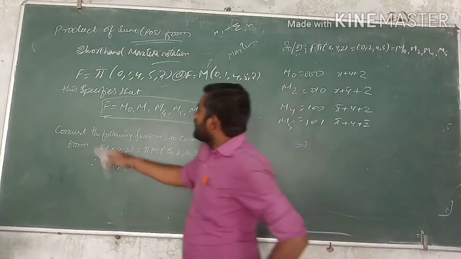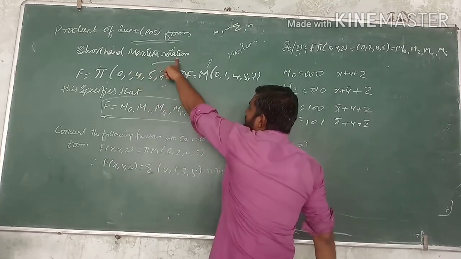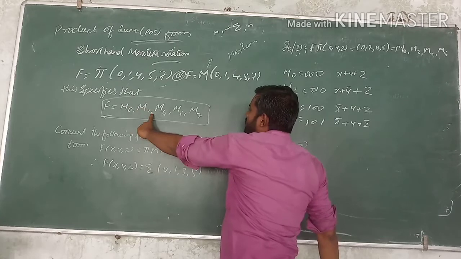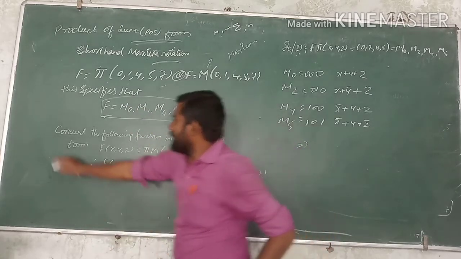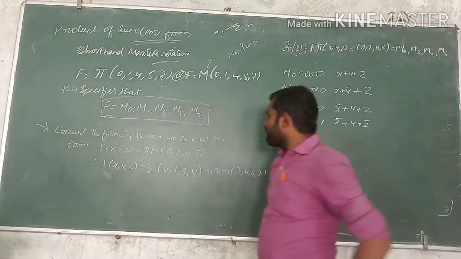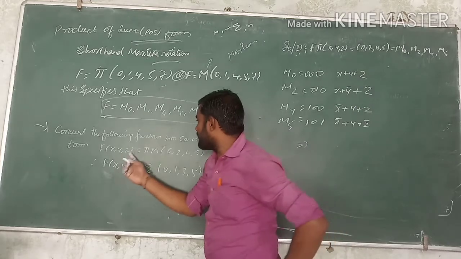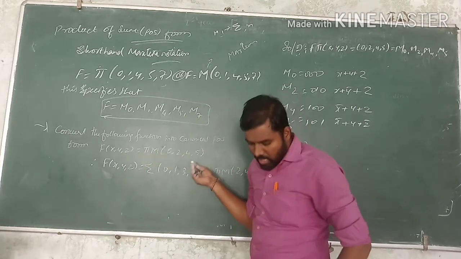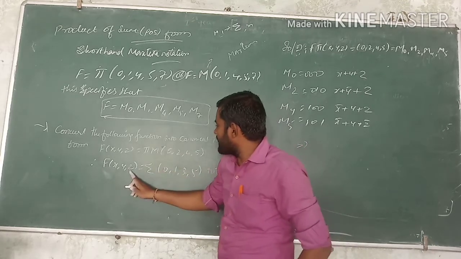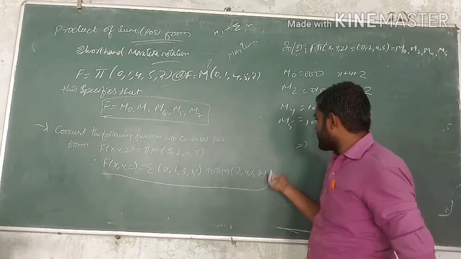Clear? This can be specified in the shorthand min term, max term as M0 dot M1 dot M4 dot M5 dot M7. Let us take one example. Convert the following function into the canonical POS form. F of x comma y comma z is equal to pi M 0, 2, 4, 5. That is, we need to convert this into this form.